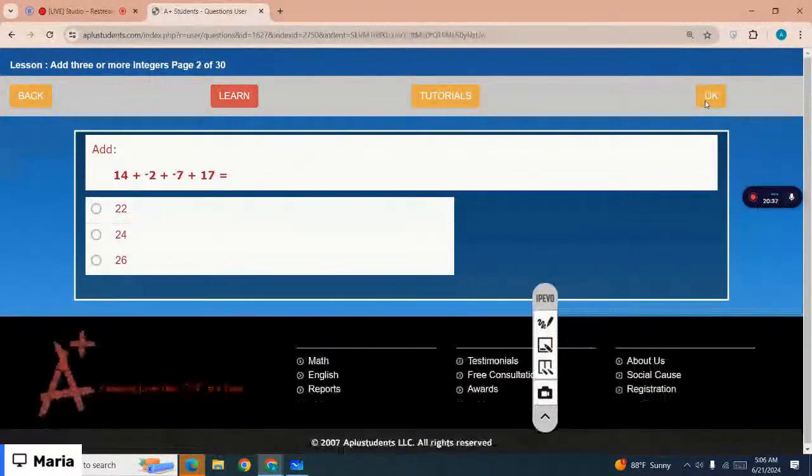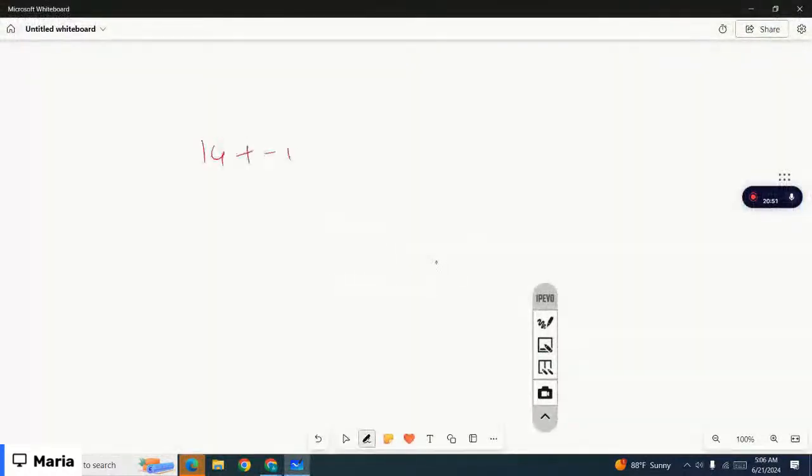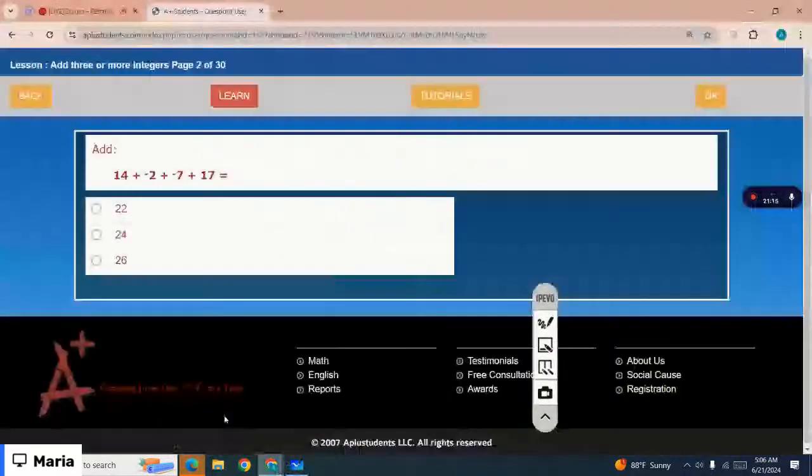14 plus negative 2 plus negative 7 plus 17. So just make a pair of the numbers, right? So 14 minus 2 is 12. Now 12 minus 7 is 5 and 5 plus 17 is 22. So the correct option is 22. Got it? Option number 1 is the correct option.